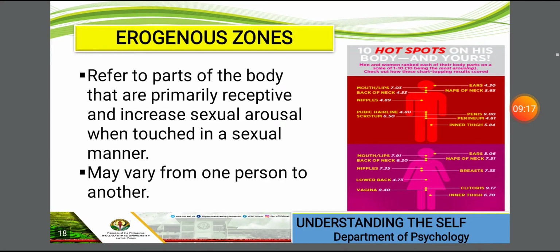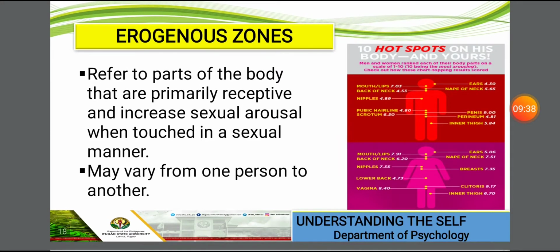So, we also have the erogenous zones. These refer to parts of the body that are primarily receptive and increase sexual arousal when touched in a sexual manner. This may vary from one person to another. Examples of which are your breasts, okay, your neck, your thighs, your butt, okay, in the groin area.